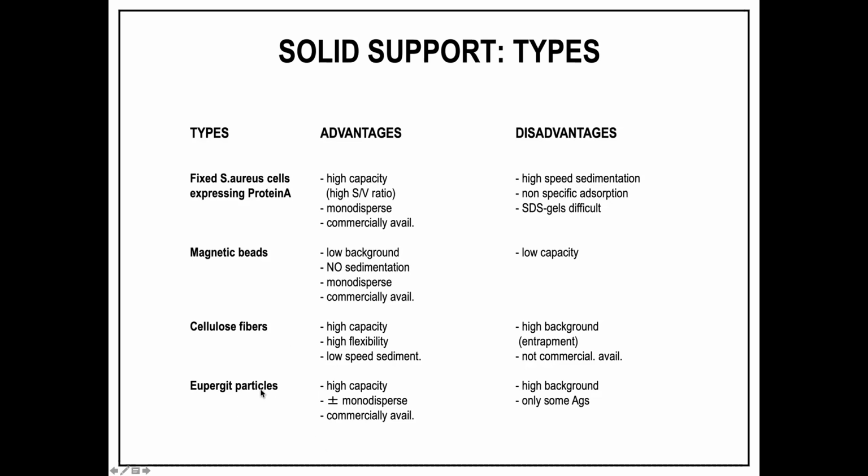Other particles that you can buy are latex particles that I mentioned before, or pearl sheet particles. So these are basically like porcelain particles. They have a very high capacity. They are monodisperse. You can hook antibodies on them, and they are commercially available. Due to the nature of their surfaces, they have higher background, and they do not work with all antigens. That has been shown.